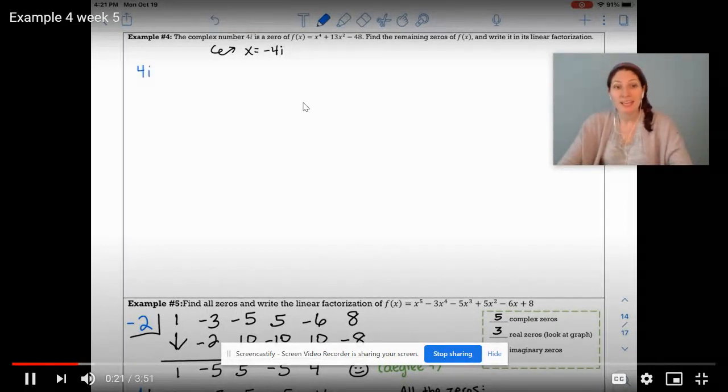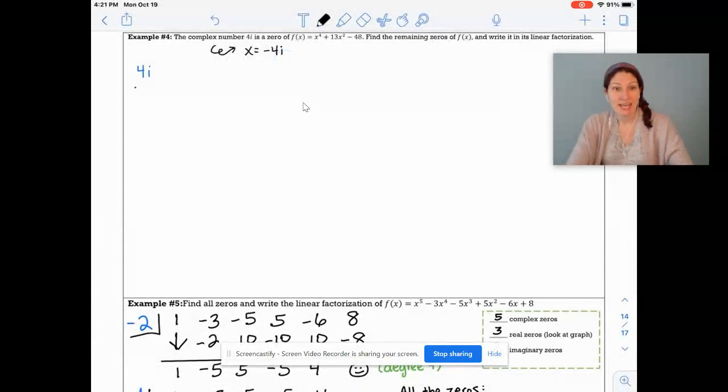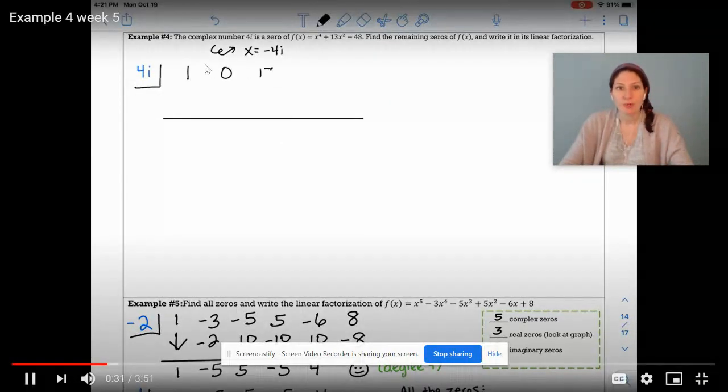Now you can plug in imaginary zeros in synthetic. Yes, you can. And that's what we're going to do. I opted to plug in 4i first. So I wrote the coefficients. Again, my degree of this polynomial was 4. So that little check is you should always have one more than that in that top row. So you should have 5 numbers. When I look closely, I'm missing the x cubed term. And I also don't have an x term. So that built-in check helps out a lot.